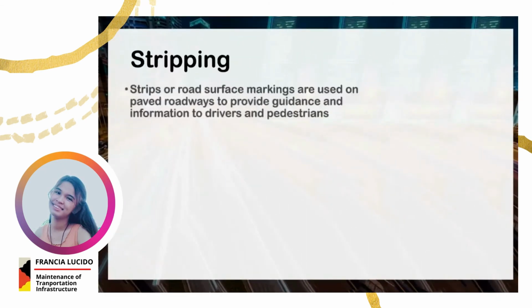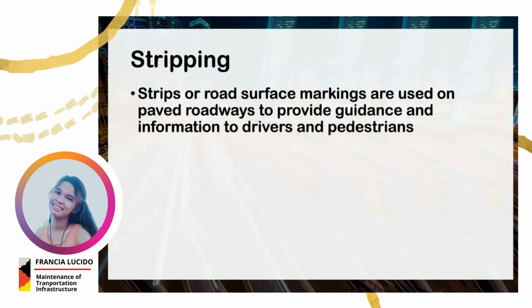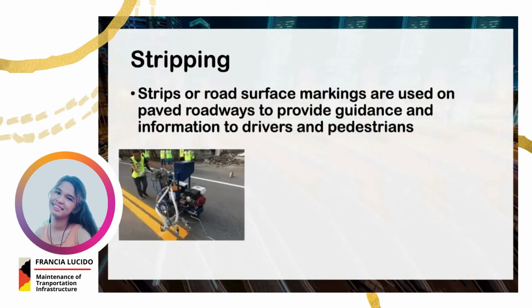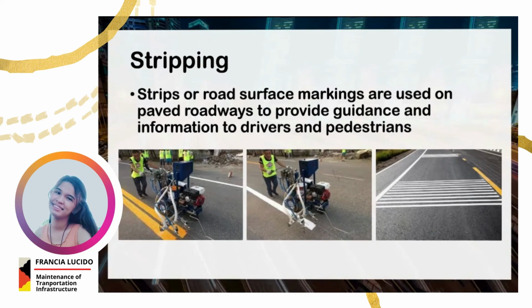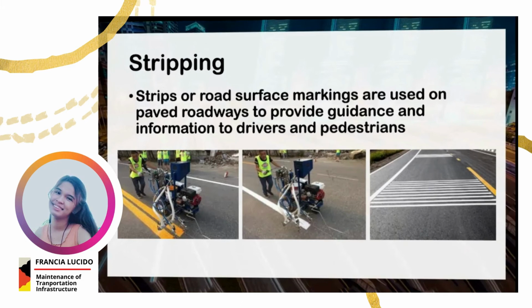Striping. It is mentioned earlier that traffic services includes striping. Strips or road surface markings are used on pavements to provide guidance and information to drivers and pedestrians. Striping is a continuous function since it is significant in assuring a safe, smooth, and efficient traffic flow. These pavement markings are an effective way of communicating information to drivers on the road. They play essential roles in road safety, directing vehicles for both short and long-range driving activities.